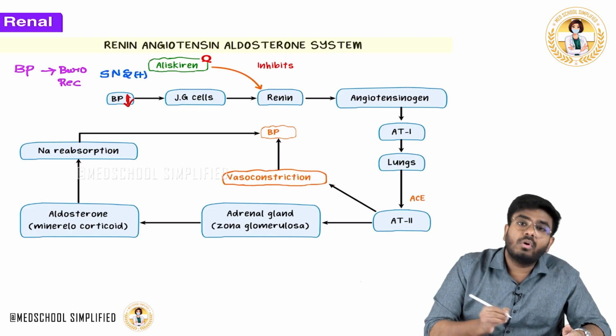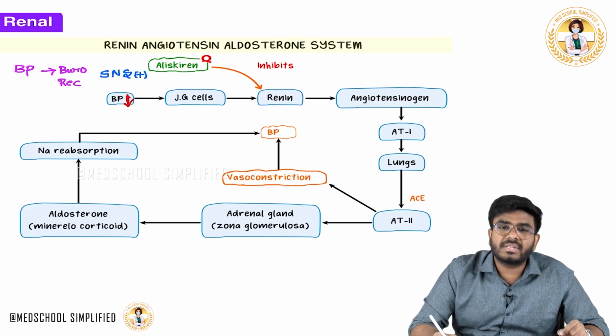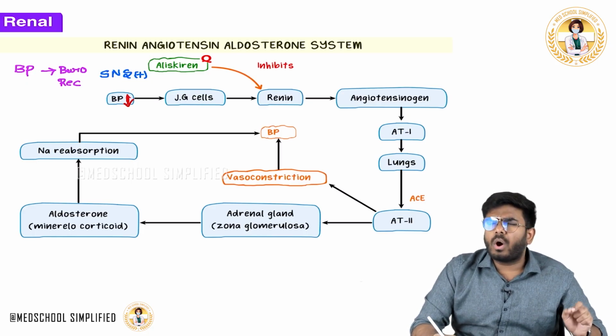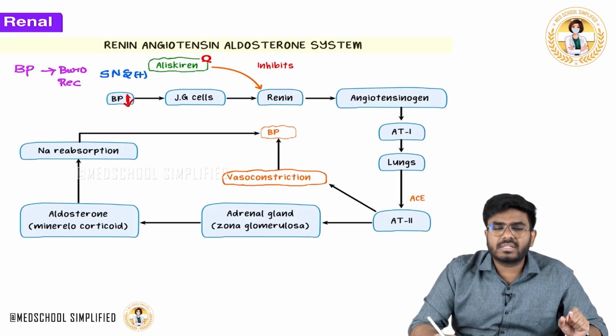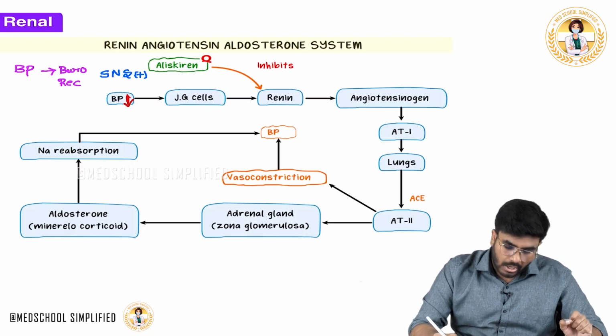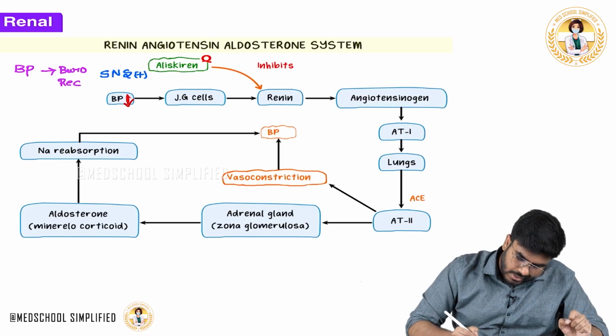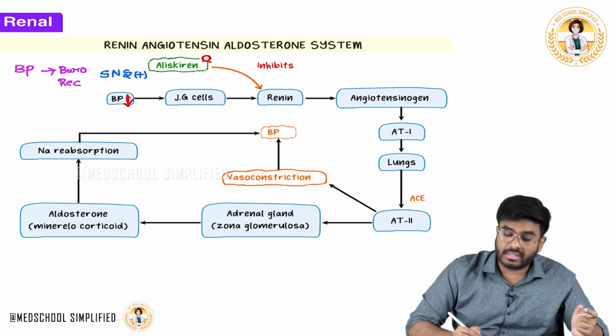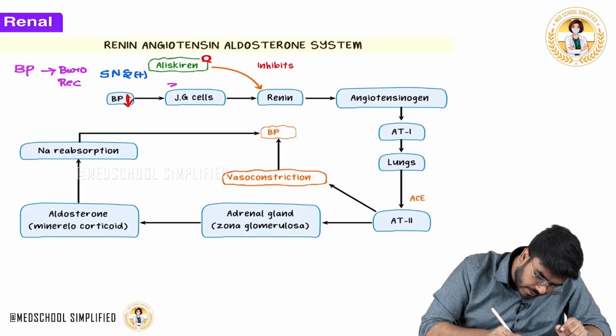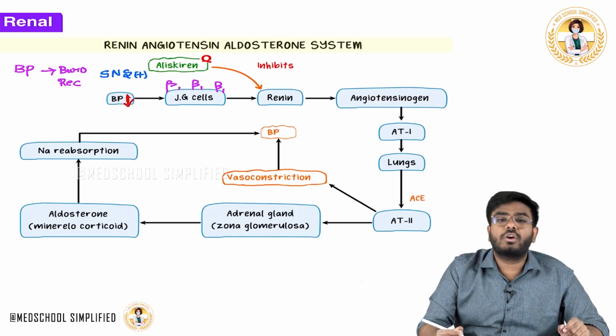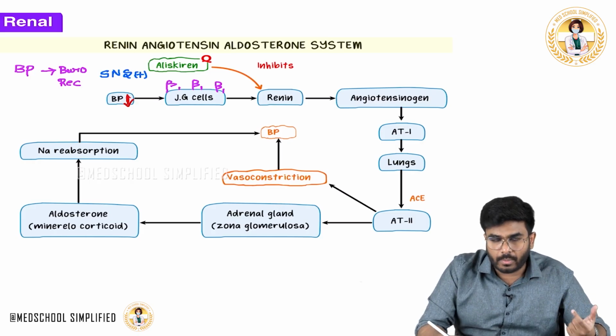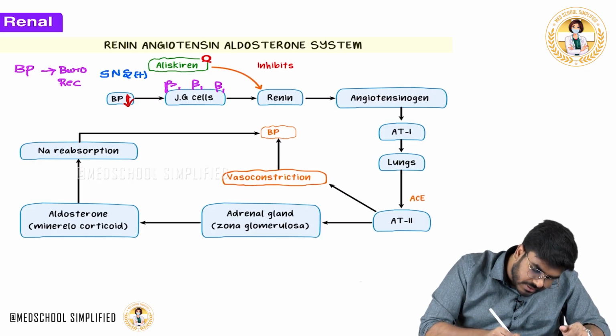Now, we all know the sympathetic receptor which is present on the kidney, on the juxtaglomerular apparatus. What is this juxtaglomerular apparatus? We'll discuss later, but for now just trust me, there is an apparatus called the juxtaglomerular apparatus. On it, there are receptors called beta-1 adrenergic receptors, the beta-1 sympathetic receptors, on the juxtaglomerular cells.